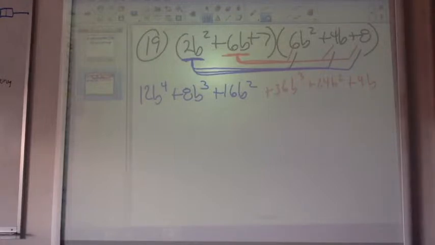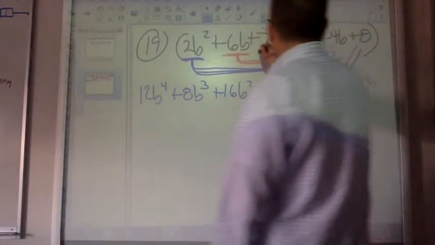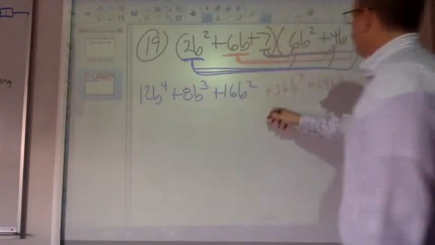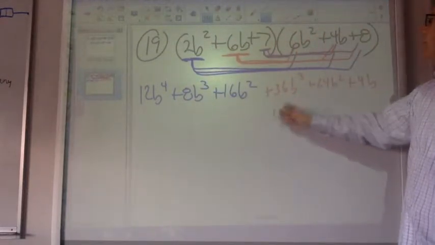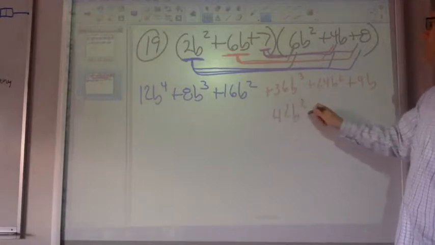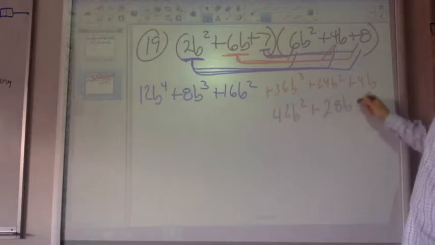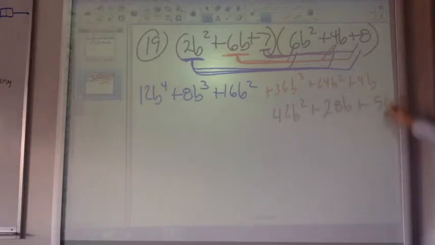7. So that'll come here, and come here. So I'll put this down here because I ran out of room. So I get 42b squared plus 28b plus 56. So we have all of those terms right up there to look at, right? So we might have like terms. Remember, like terms have to be the same letter raised to the same exponent.